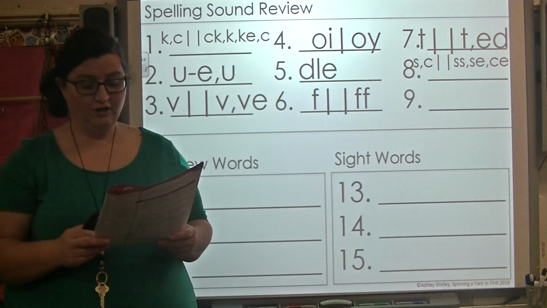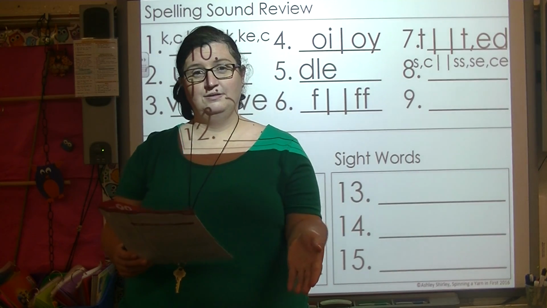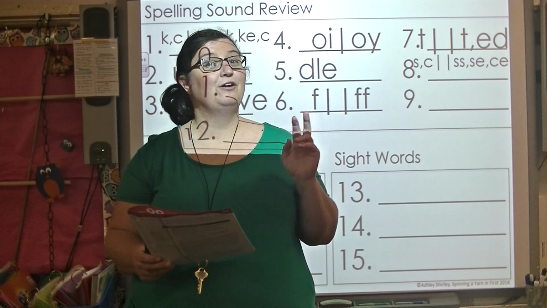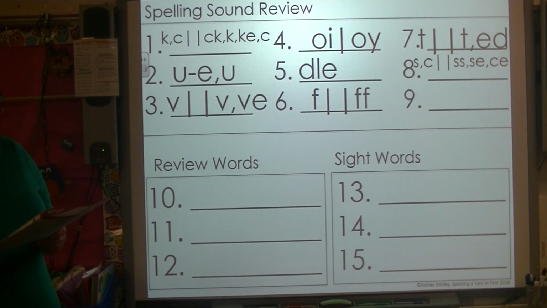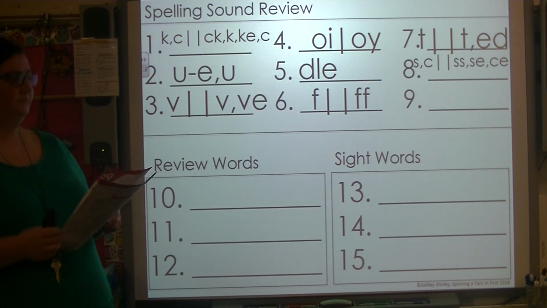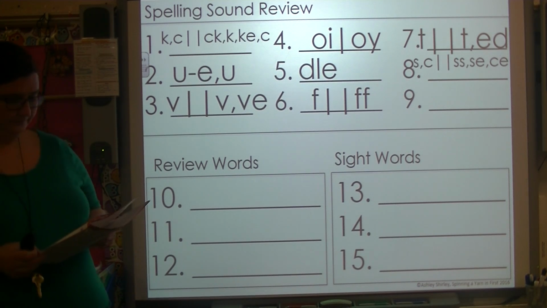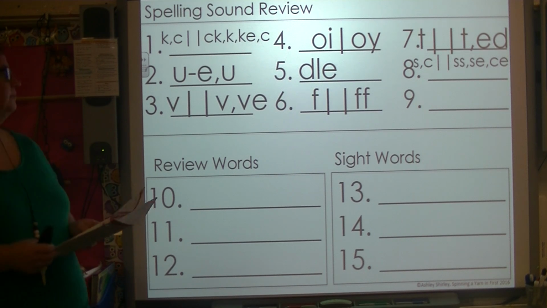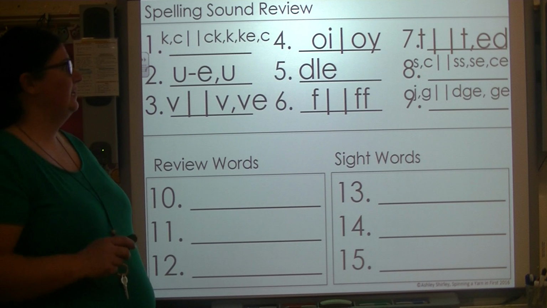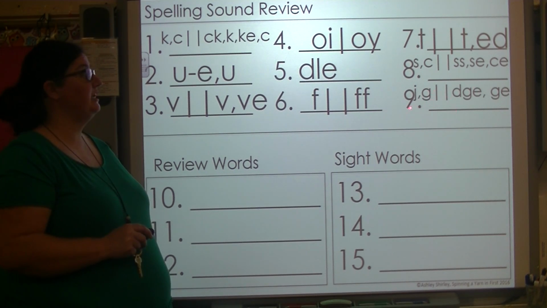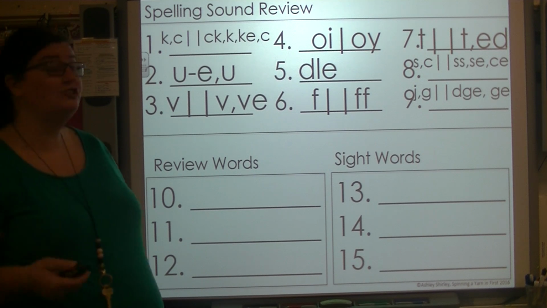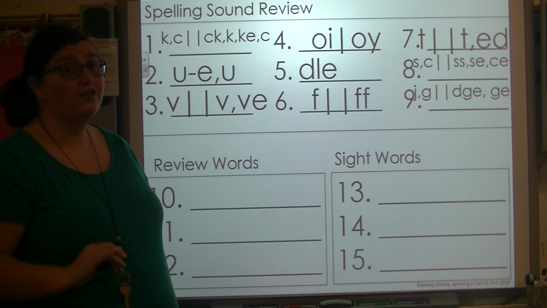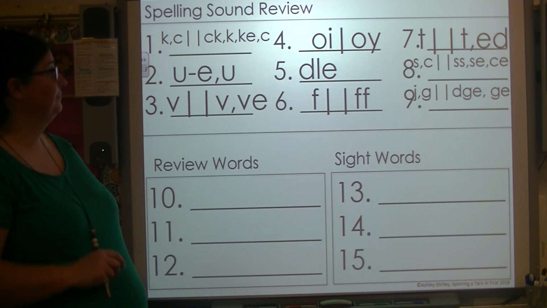All right. Number nine. J. Yes, J. All right, remember there are different ways to spell that pattern in the initial and final. Let's see what you've got. Try it. In the initial position, J, G. Either one can make the J sound. In the final position, if you have a short vowel sound followed by J, it's trigraph DGE. Any other spelling pattern is GE. Check your work.